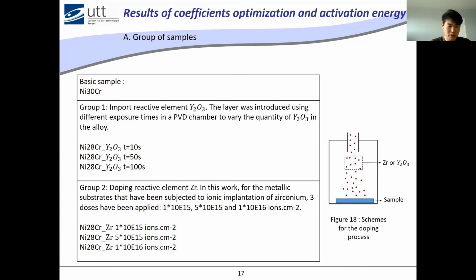The second group is doping with the reactive element zirconium. In this work, the metallic substrates were subject to ionic implantation of zirconium, and three doses have been applied: 10^15, 5×10^15, and 10^16 ions per square centimeter.